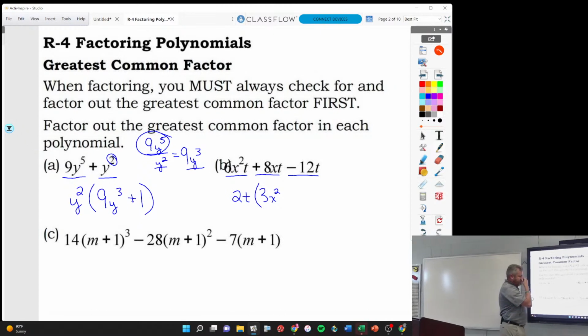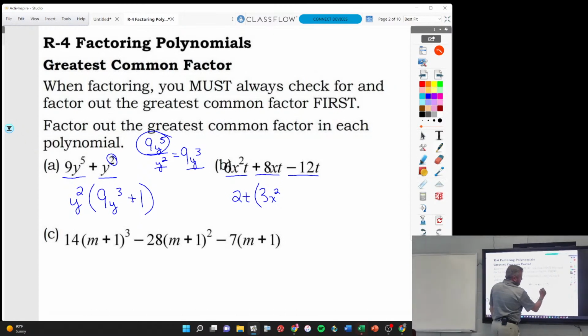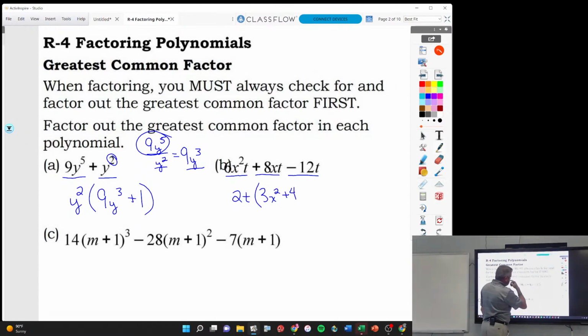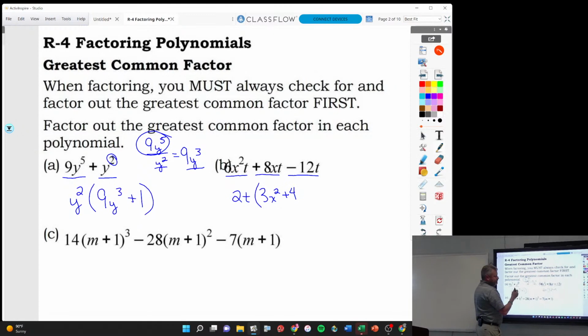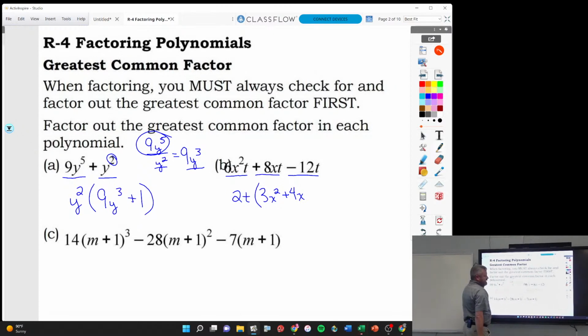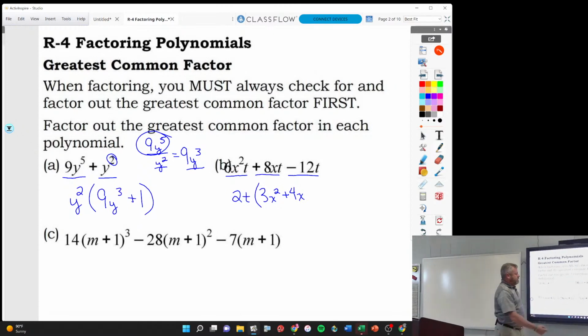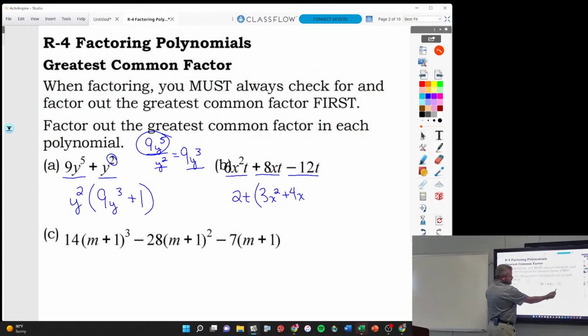Let's go to the next term. 2 times what will get me that positive 8? Well, 2 times a positive 4 will give me a positive 8. And I need an x, so I'll write it down. And t, again, t divided by t is 1. Don't need to write that 1 down. Double check ourselves. 2t times 4x, that is 8xt.